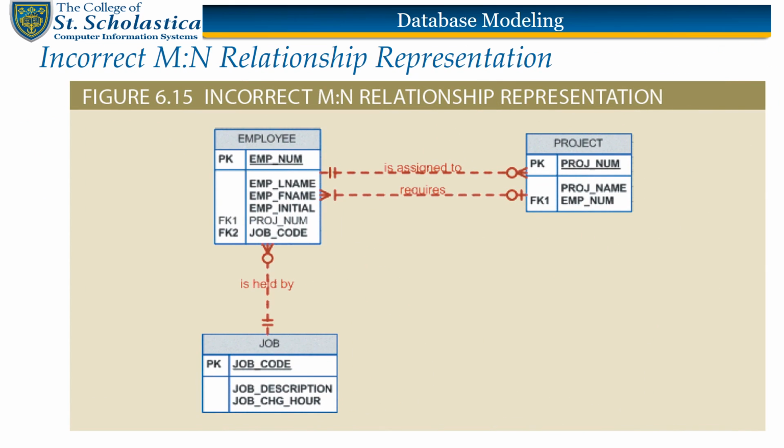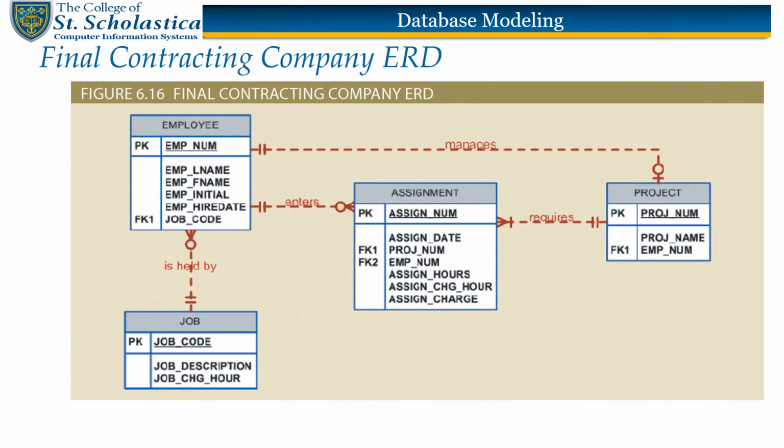To represent the many-to-many relationship between employee and project, you might think that the two one-to-many relationships could be used. An employee can be assigned to many projects, and each project can have many employees assigned to it. See figure 6.15. Unfortunately, that representation yields a design that cannot be correctly implemented. Because the many-to-many relationship between employee and project cannot be implemented, the ERD in figure 6.15 must be modified to include the assignment entity to track the assignment of employees to projects, thus yielding the ERD shown in figure 6.16.